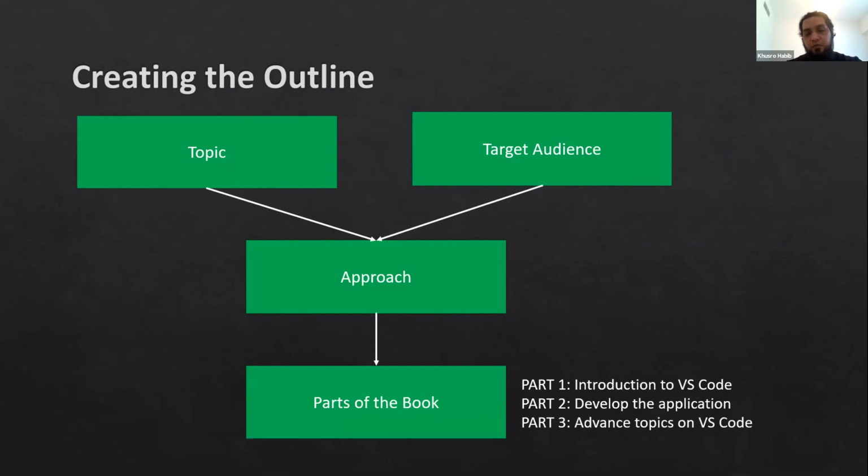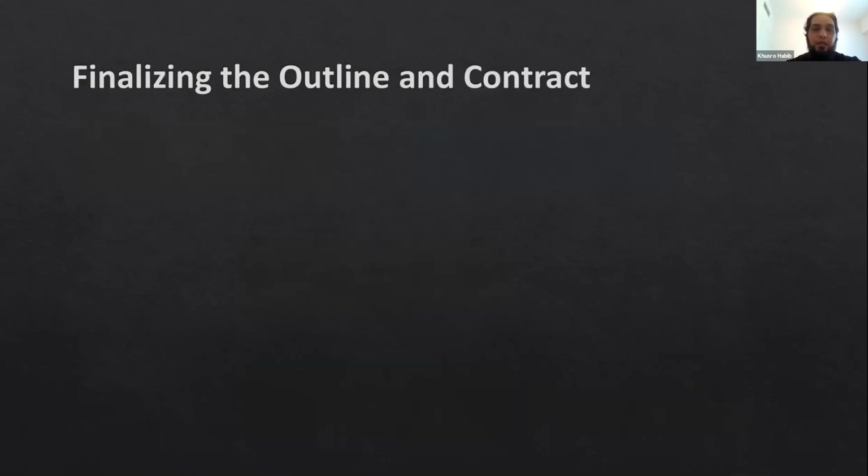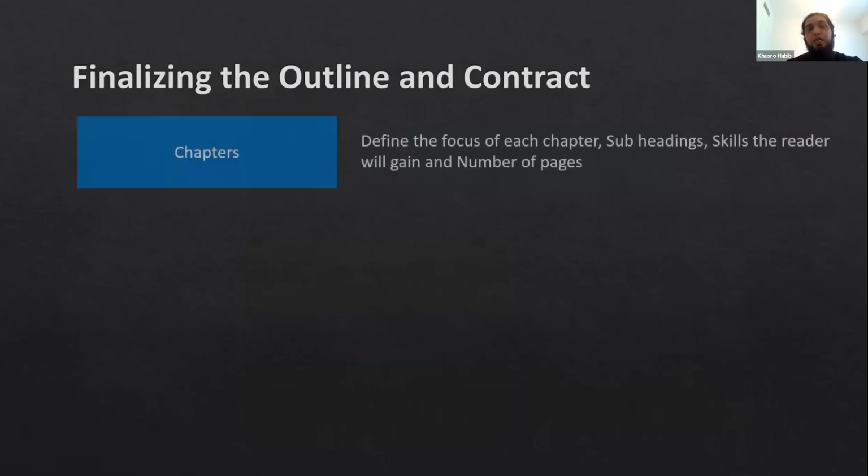Once you define the approach of the book, then you divide it into parts. Like I said, first part, introduction to VS Code, second, developing applications, and the third on advanced topics. This gives you a baseline, and then you start working on the chapters. So for each part, you define chapters.